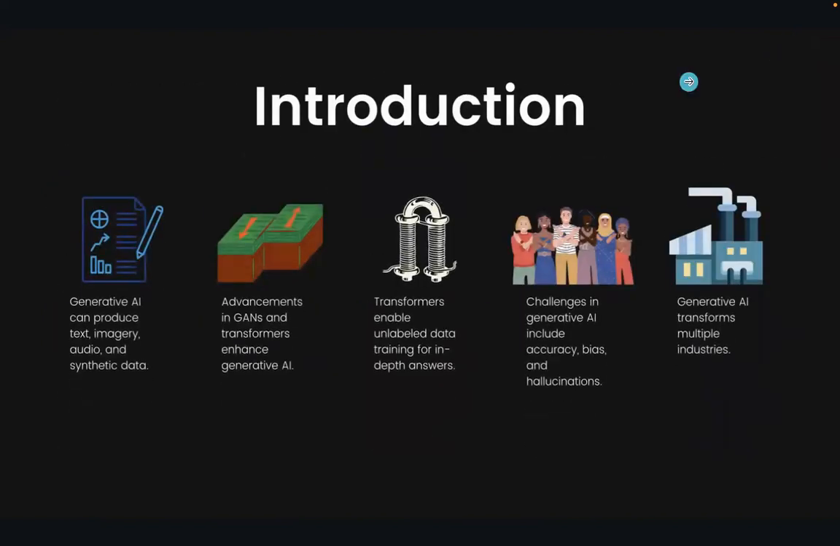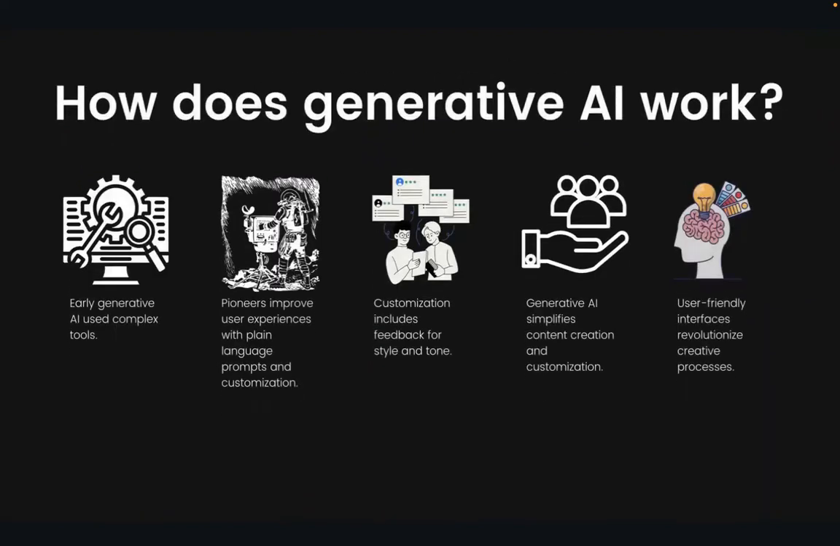Introduction. So generative AI can produce text, image, audio, synthetic data. Advancement in GANs and transformers enhanced generative AI. Transformers has been one of the main reasons for enabling unlabeled data training for the very depth in answers. Challenges in AI include accuracy, bias, and hallucinations. Generative AI transforms multiple industries, as you all can see right now, and a lot of jobs are having the impact on it.